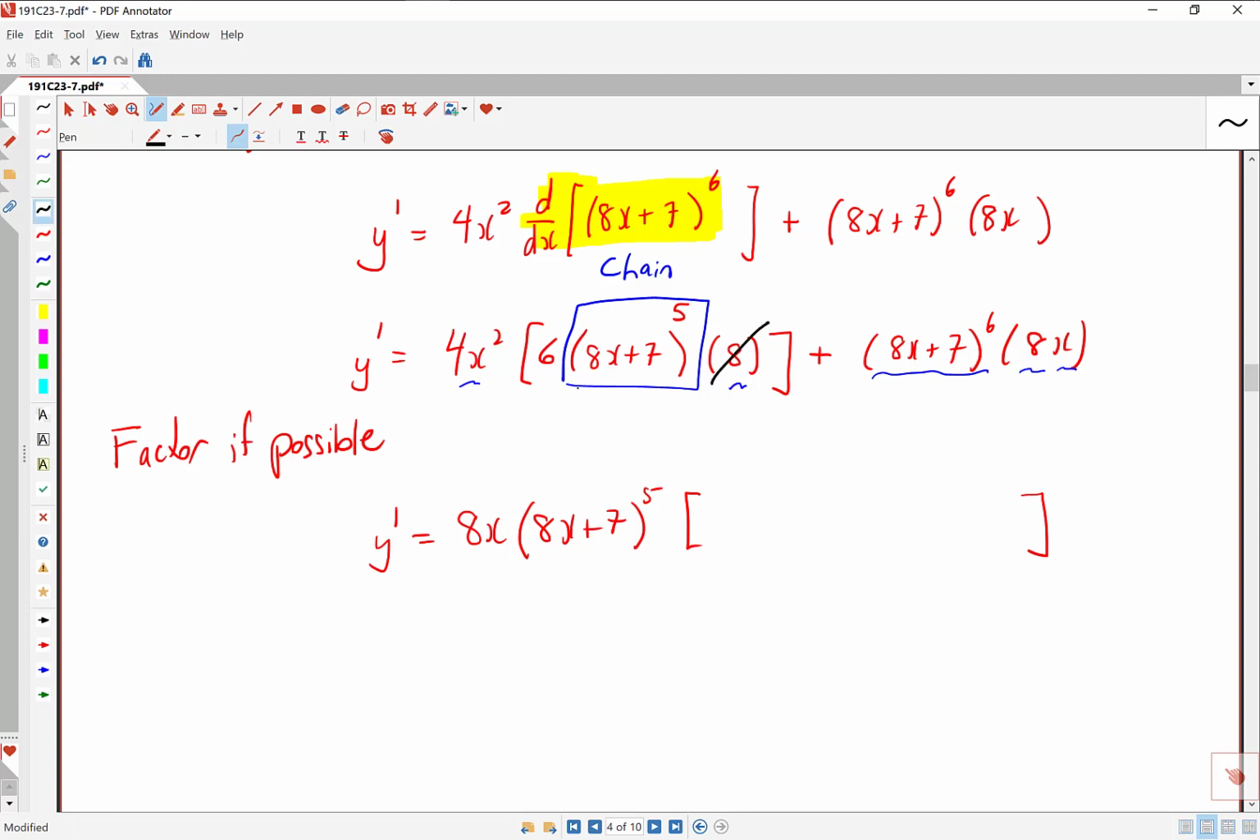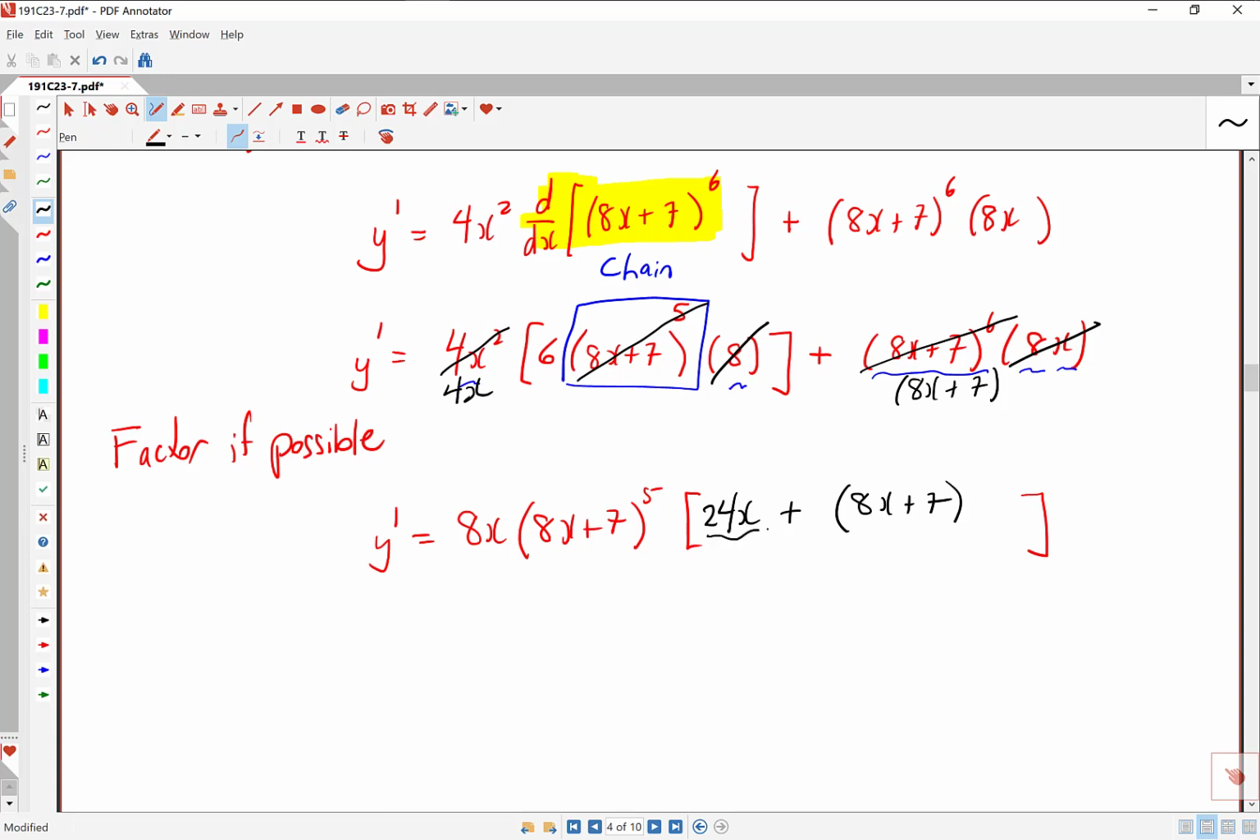So we're going to take the 8 out, we're going to take an x out. After we've taken the x out, that will leave us with just a 4x here. And we're going to take the whole (8x plus 7) to the 5th out. So what's left behind from the first term then? 24x. From the second term, we're taking the whole 8x out. We're taking (8x plus 7) to the 5th out. So that's going to leave us with just a single power of 8x plus 7. So we're getting that whole 8x plus 7 here.